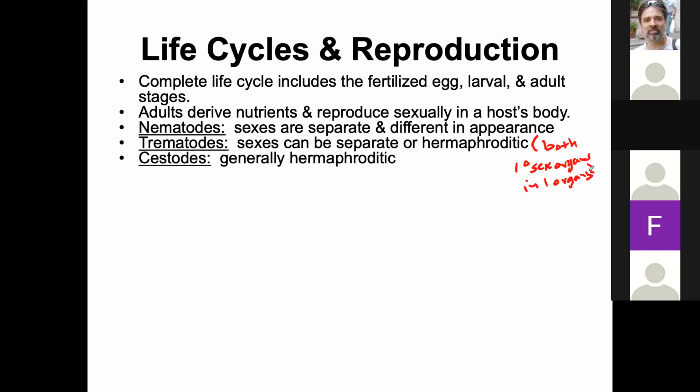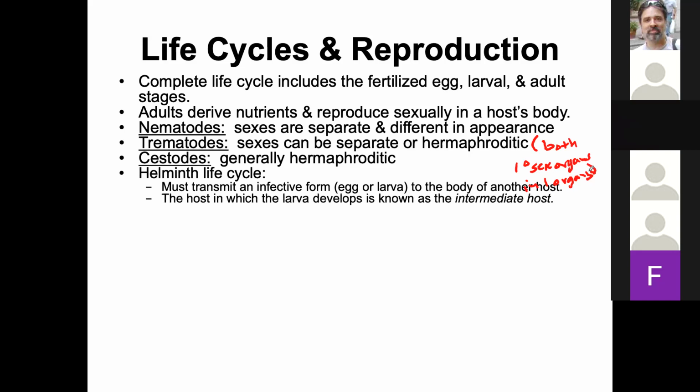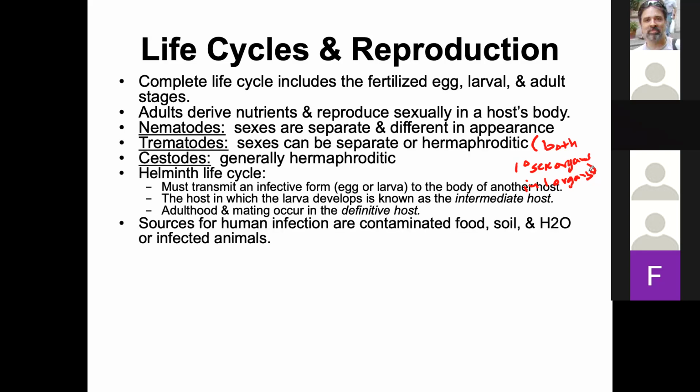Meaning what? Well, they have testes and they have ovaries in the same organism, right? Cestodes are generally hermaphroditic, right? The life cycle is to transmit the infective form, which can either be an egg or a larva, to the body of the host. The host in which the larva develops is the intermediate host. Adulthood and mating occur in the definitive host.